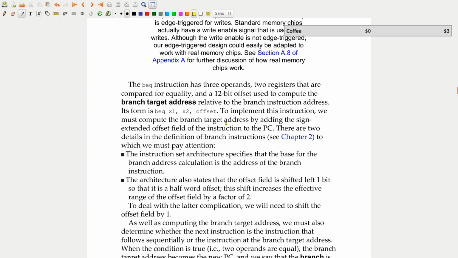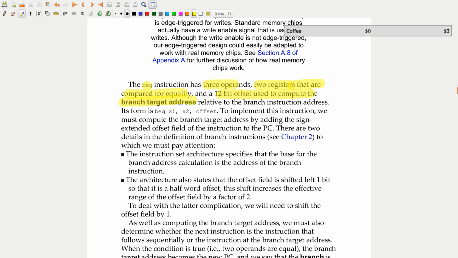Okay. So now let's talk about branching. We've talked about R-type instructions, which are typically arithmetic instructions. We've talked about memory-based instructions, but now let's talk about branching instructions. So specifically in our reduced instruction set, we're going to be looking at only the branch if equals instruction. So it has 3 operands, 2 registers that are compared for equality. So if we say branch if equal, we have to compare 2 things. And then a 12-bit offset used to compute the branch target address.